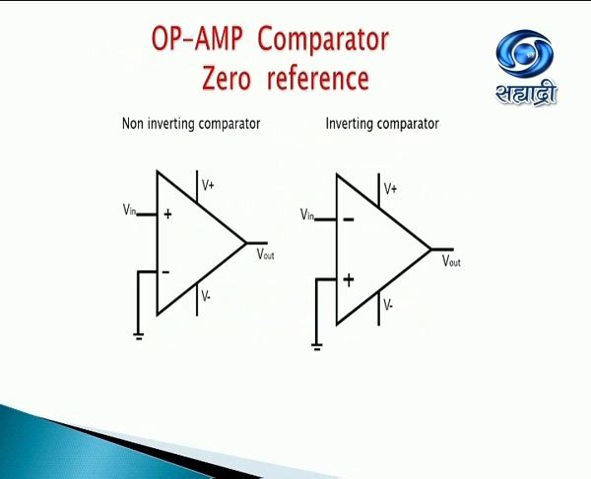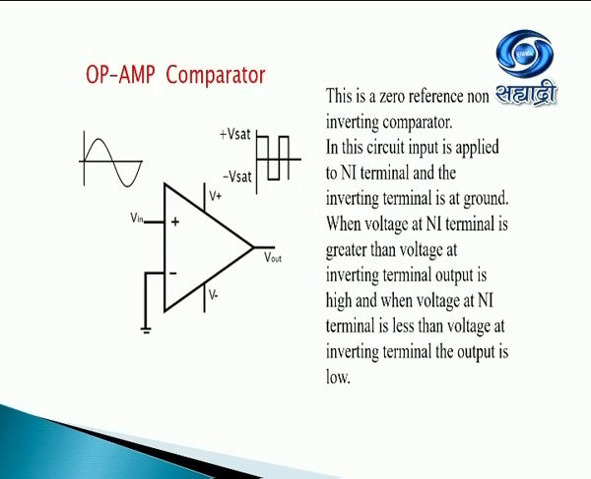Zero reference comparator. Figure shows two comparators. One is non-inverting comparator, second is inverting comparator. In both the comparators, reference voltage is 0. This is zero reference non-inverting comparator. In this circuit, input is applied to non-inverting terminal and inverting terminal is connected to ground.